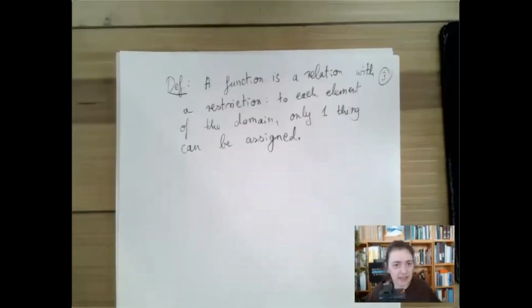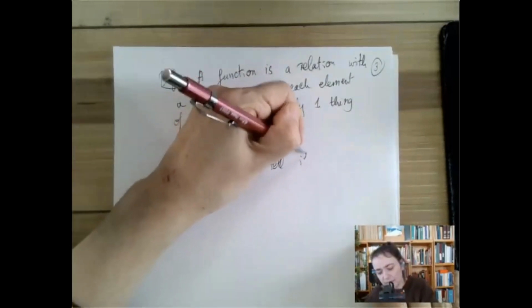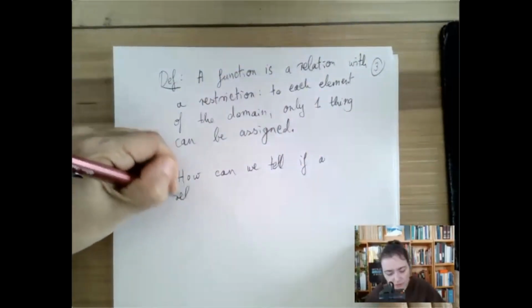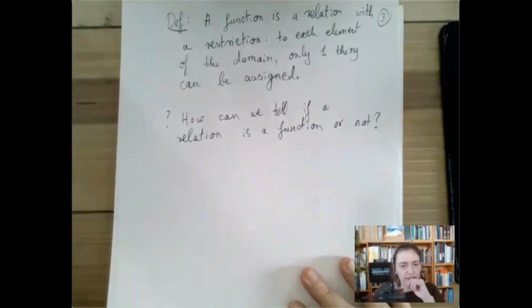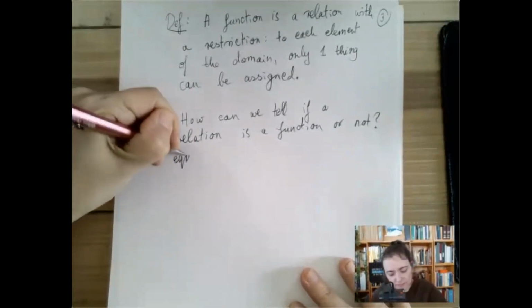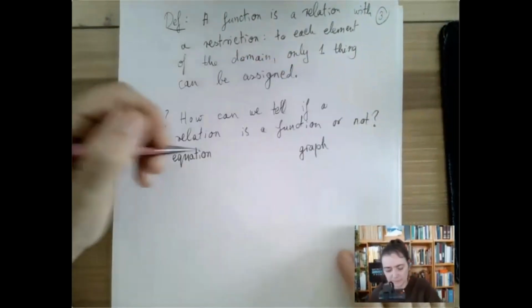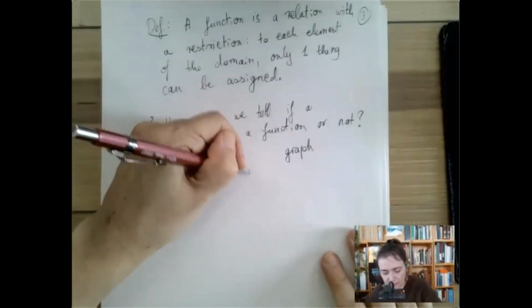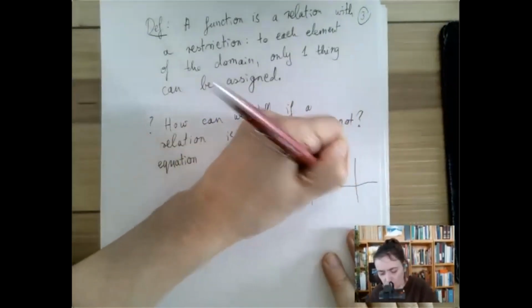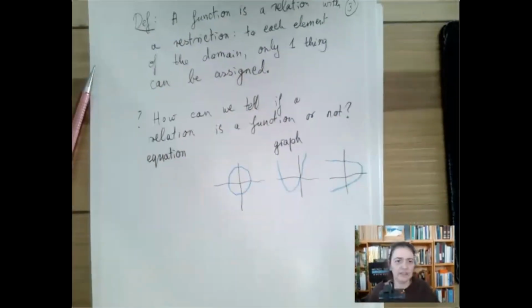How can we tell if a relation is a function or not? By the way, we need the word relation because we cannot just go around saying a function that fails to be a function. That's a little weird. So a thing that fails to be a function is still a relation. How can we tell if a relation is a function or not? Well, it depends on what is given: if the equation is given, or if the graph is given. All right, I'm going to draw a few graphs and you tell me which one is a function or which ones are.